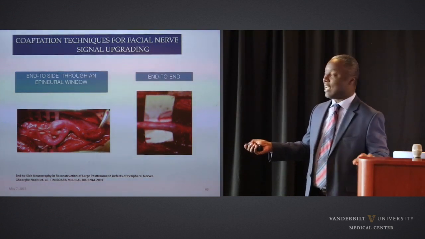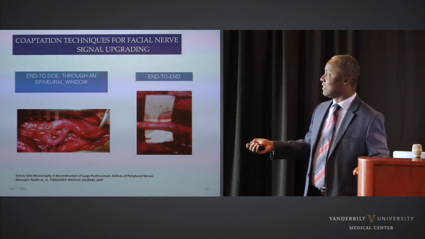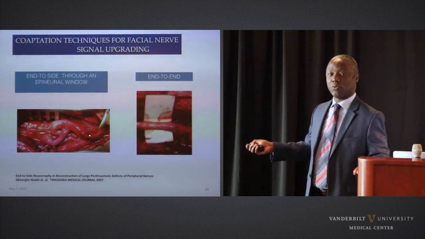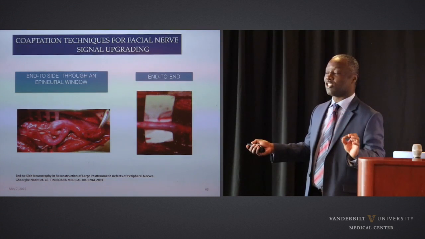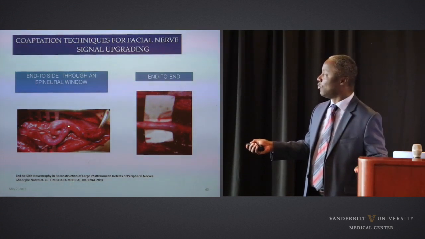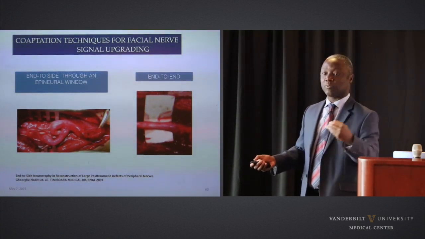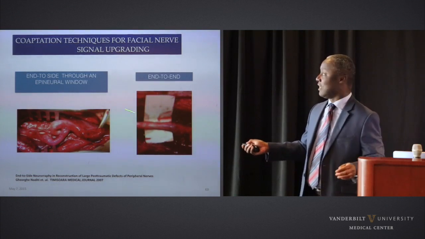A true end-to-side is that you take a nerve that is intact, you peel off the epineurium, you create an epineural window, there is some small destruction of axons, and you connect a nerve to it, and you get collateral sprouting into the nerve that you want. So this is an end-to-side.